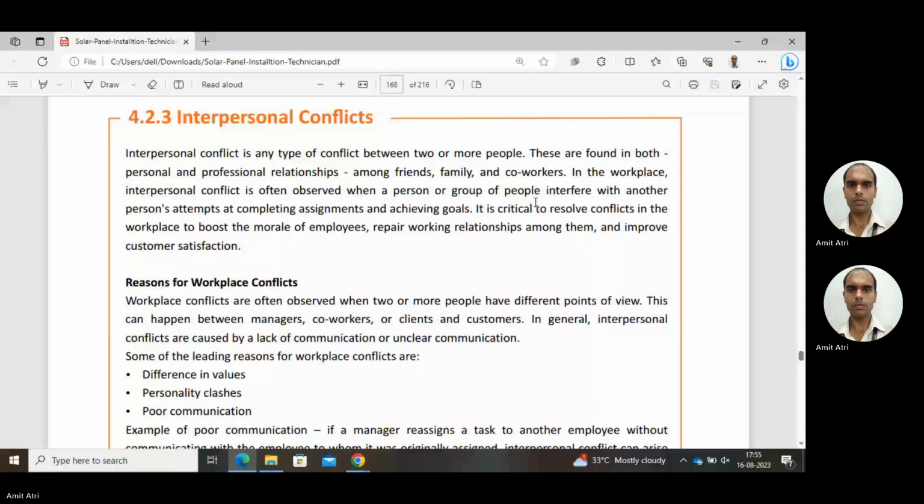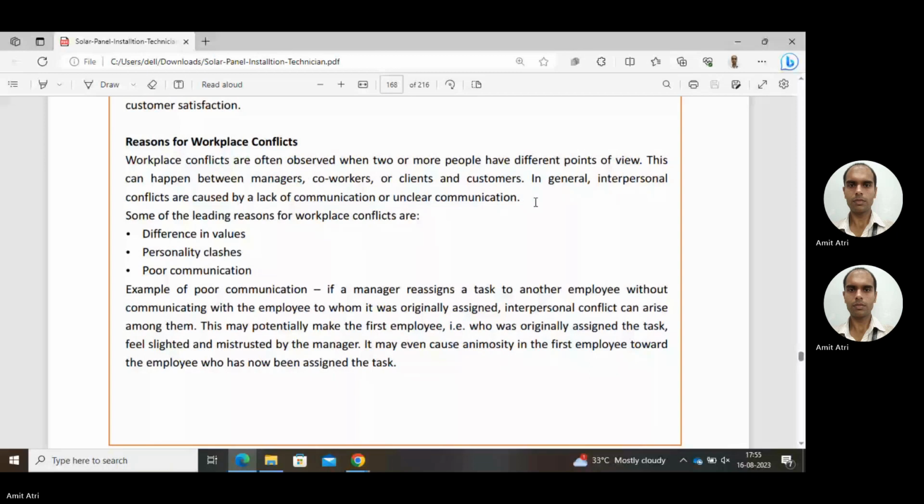If a manager reassigns a task to another employee without communicating with the employee to whom it was originally assigned, then interpersonal conflicts can arise among them. So there is a miscommunication. The task has been assigned to another person, but it is not conveyed to the first person that he will not be doing this task now. So this may potentially make the employee who was originally given the task feel slighted and mistrusted by the manager. He will think that the manager is not trusting him, he's sidelining him. It may even cause animosity in the first employee towards the employee who was now assigned the task.